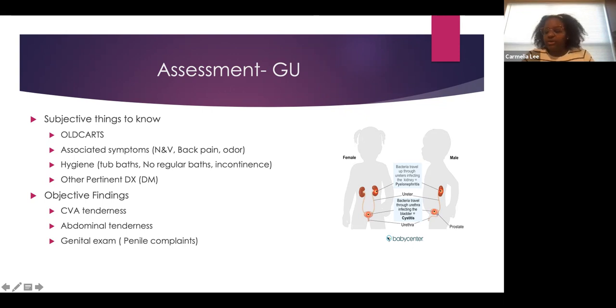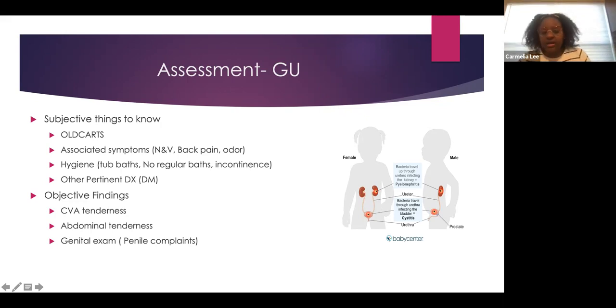What you're looking for as you approach your exam. What are you going to look for? Obviously you're going to do your assessment focus, necessarily eyes, but lungs and heart exam, but you want to get a good abdominal exam. You want to check for CVA tenderness.